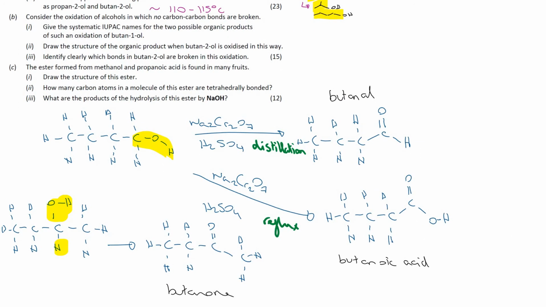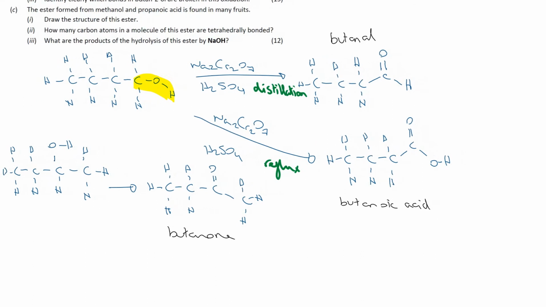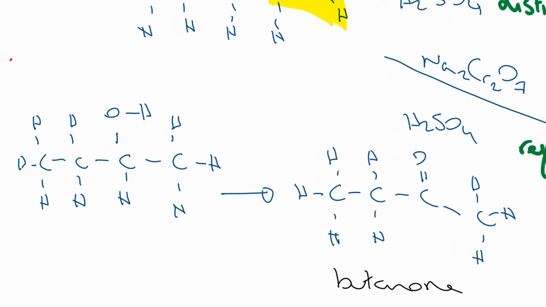Okay, so it says identify clearly which bonds in butan-2-ol are broken in this oxidation. So the bonds that are broken are this bond and this bond. The one going from oxygen to hydrogen and the one going from this carbon to this hydrogen are broken.